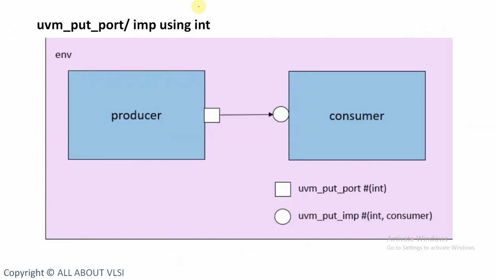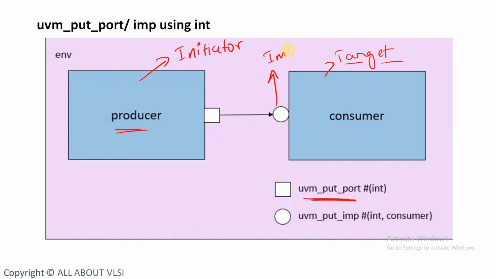Let us see this example where we have an environment, a producer and a consumer. This producer is an initiator because it has a UVM put port. In this particular example, this producer has a UVM put port with it. And this is our target because it has an implementation port. The port type is UVM put port, and it has a parameter int.